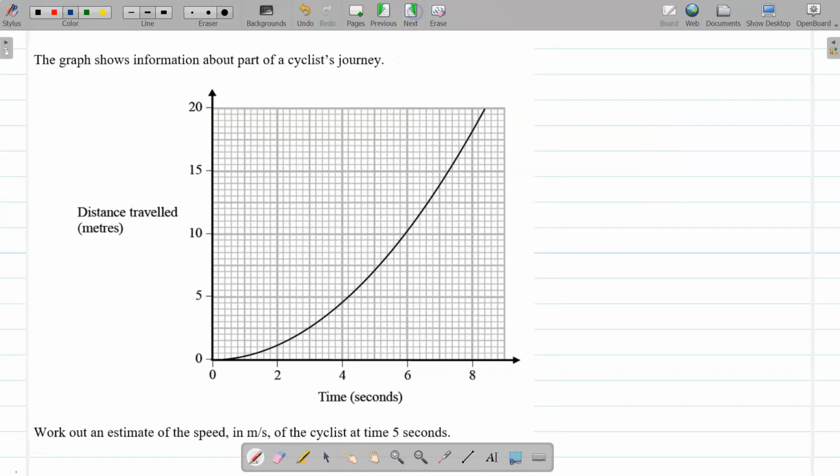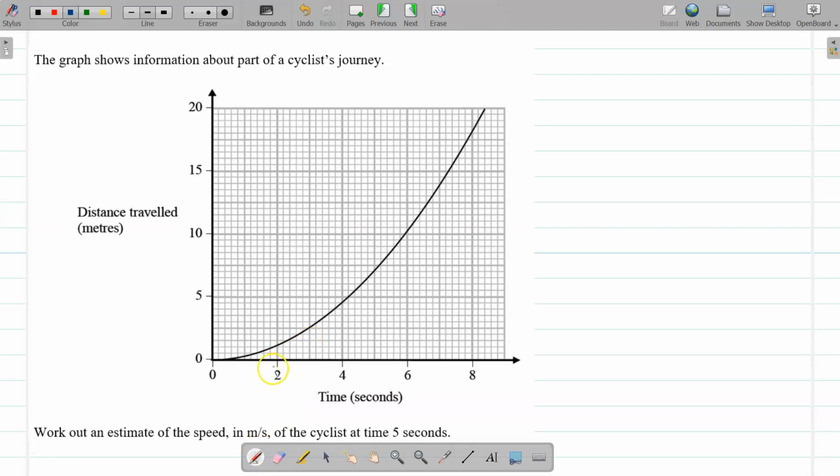Next question. In this next question we have to estimate the speed of the cyclist in meters per second. Now the speed is the distance divided by the time, which is the gradient of that line, and we need to do it at 5 seconds. So looking at the curve, we go to 5 seconds there, we go up to that point and we try and draw a straight line that touches the curve at that point but doesn't cross it, so it matches the gradient.